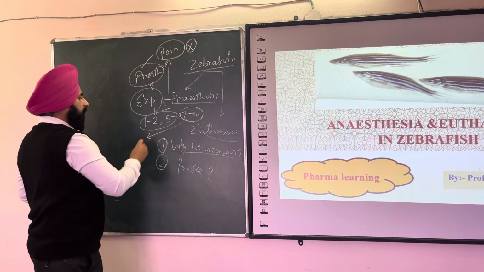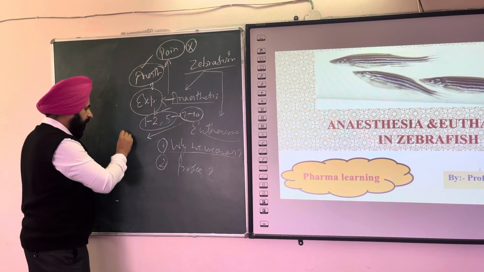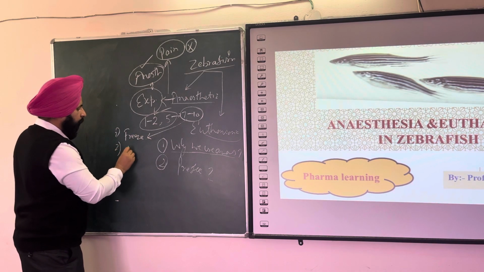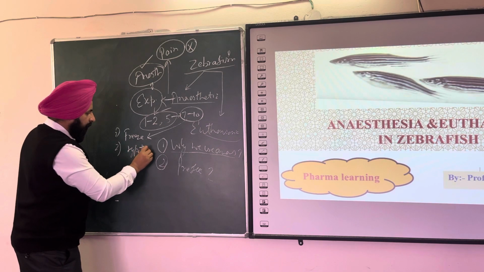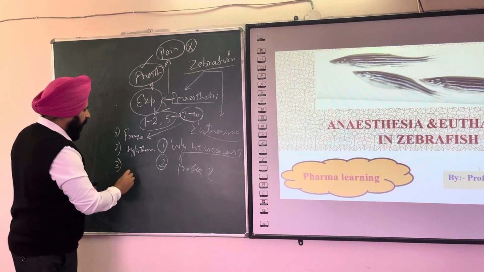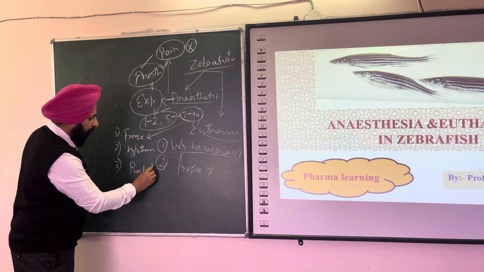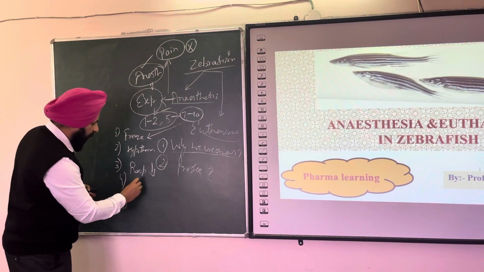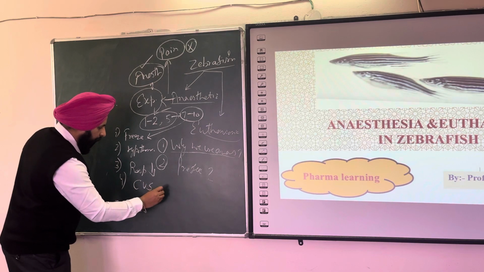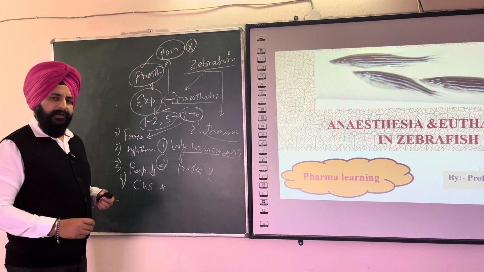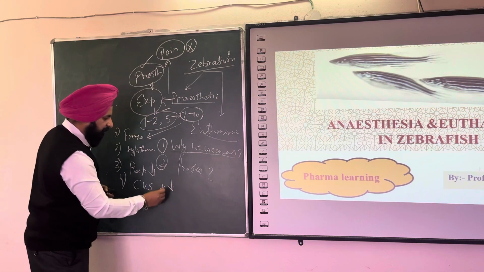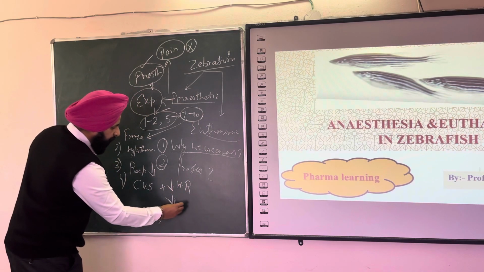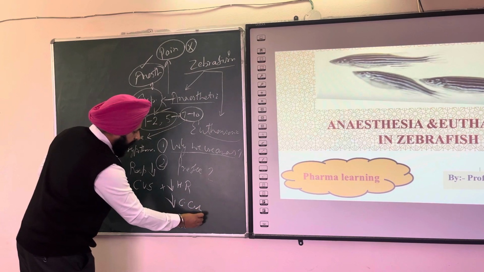Considering one thing, that the animal should not freeze. Second thing, the animal should not undergo hypothermia. Third thing, the animal's respiratory rate should not decline. Fourth thing, the animal's cardiovascular system should not collapse, and there should be no excessive decrease in heart rate and cardiac contraction rate.